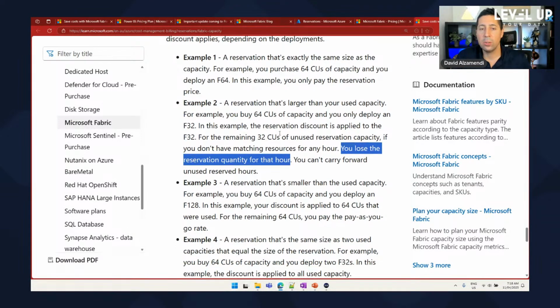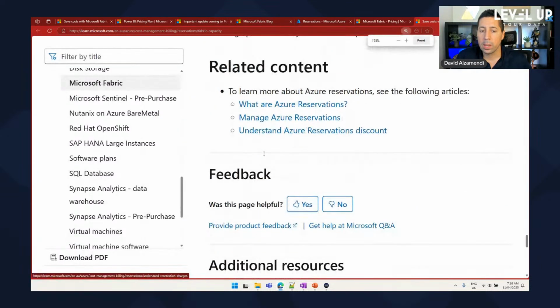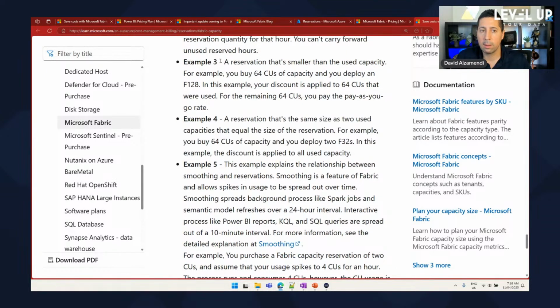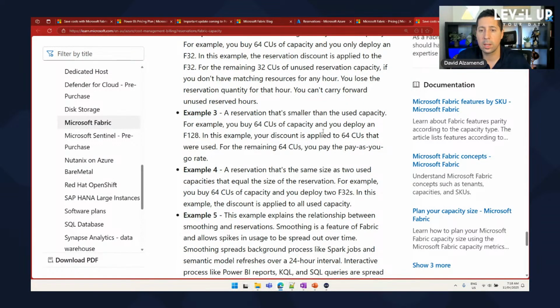But that's not so bad when you look at the following example, example number 3, a reservation that is smaller than the capacity units that you're using. Let's say that you have a fabric capacity running F128, but you get the reservation for 64 capacity units. These 64 capacity units will be applied as a discount to your fabric capacity ongoing cost.